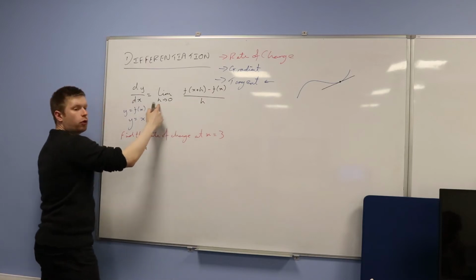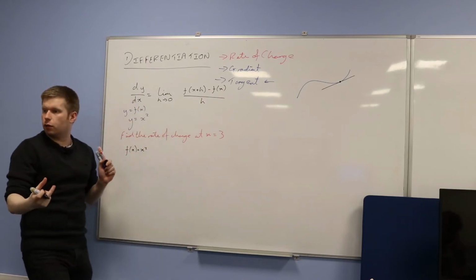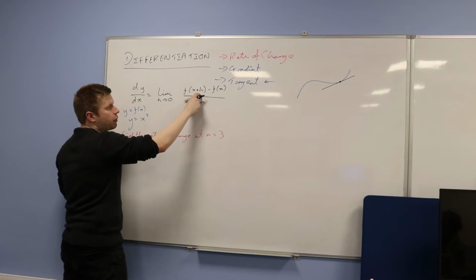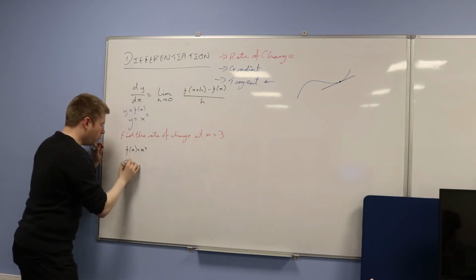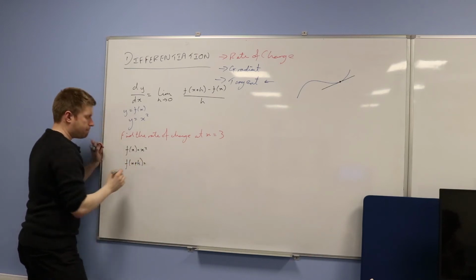Well, h is just a value which approaches 0. So I can just consider it as a value which approaches 0. But are you happy? The other thing which I need is f of x plus h. Yeah? So what would f of x plus h be?